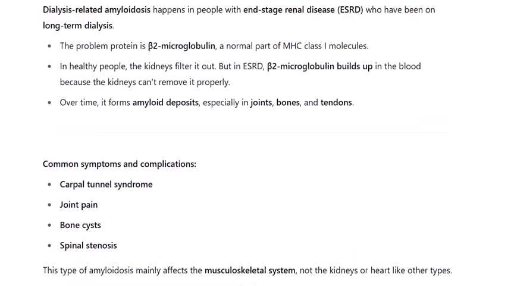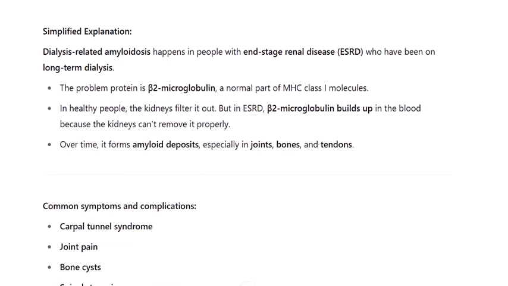Simplified explanation. Dialysis-related amyloidosis happens in people with end-stage renal disease, ESRD, who have been on long-term dialysis. The problem protein is beta-2 microglobulin, a normal part of MHC class I molecules. In healthy people, the kidneys filter it out. But in ESRD, beta-2 microglobulin builds up in the blood because the kidneys can't remove it properly. Over time, it forms amyloid deposits, especially in joints, bones, and tendons.